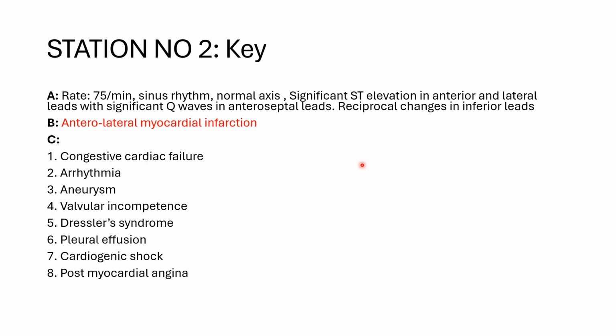So the rate, when we calculate, is 75 per minute, the rhythm is sinus, and the axis is normal. And as you have looked into the ECG, there are significant ST elevations in anterior and lateral leads, and this is anterolateral MI with significant Q waves in anteroseptal leads and reciprocal changes in inferior leads. And the most likely diagnosis is anterolateral myocardial infarction.